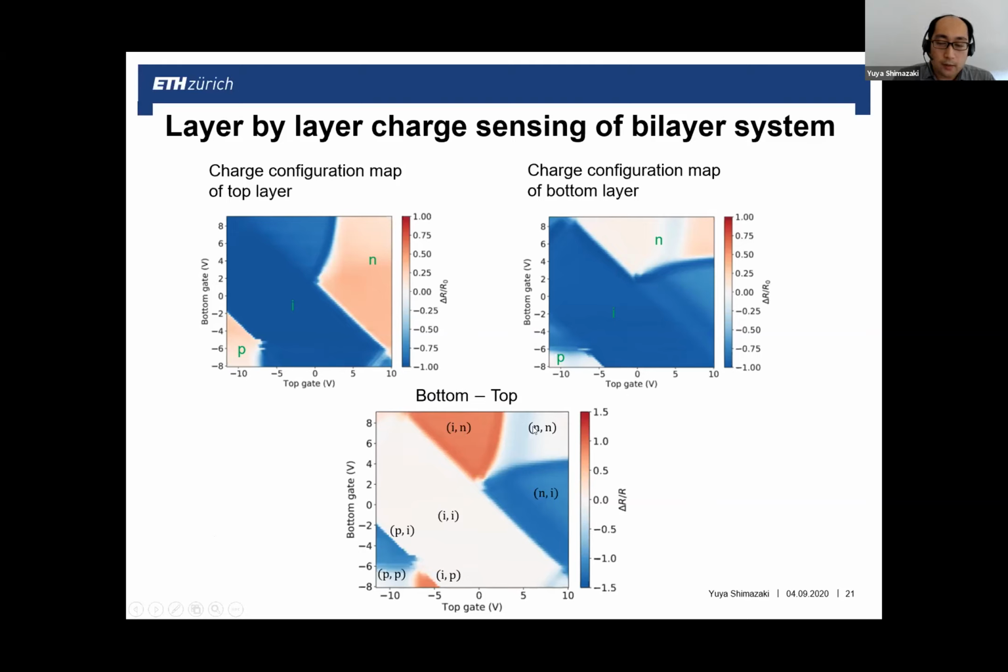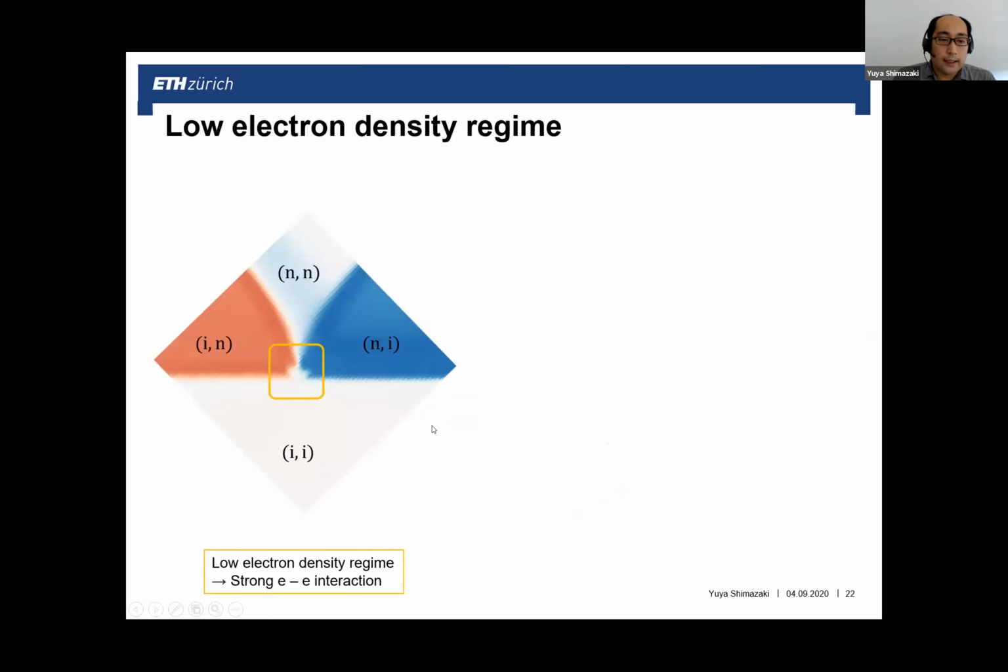This is purely optical spectroscopy, but as people do in transport studies, we can now detect the charge configuration of the system as a function of the gate voltages in this way. The interesting thing happens when we go to the low electron density regime. There, the electron-electron interaction energy scale dominates over the kinetic energy scale, as has been discussed, for example, in twisted bilayer graphene also.